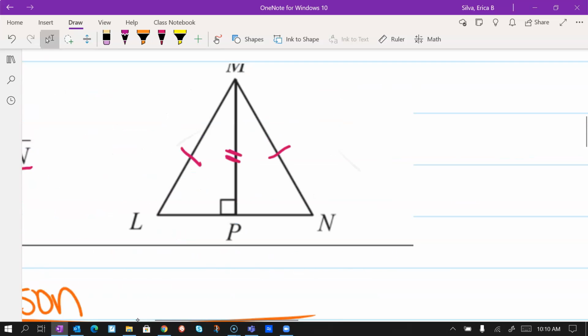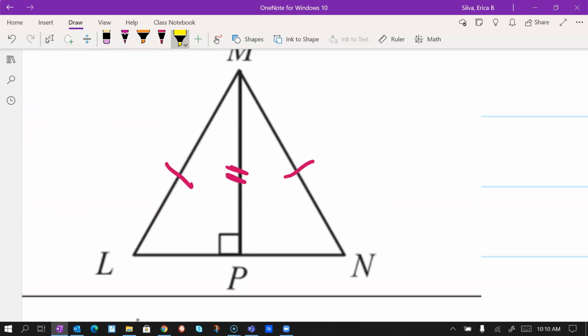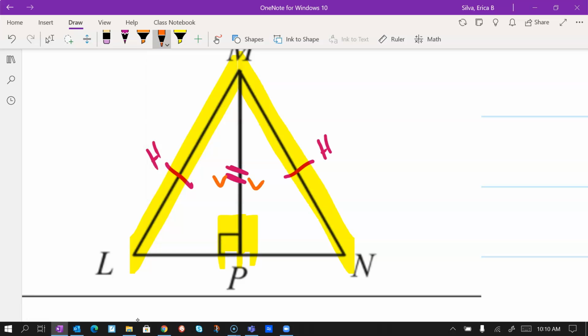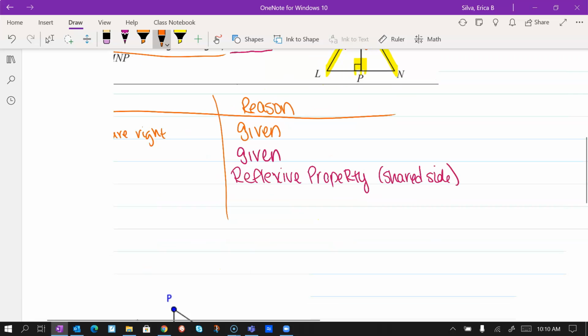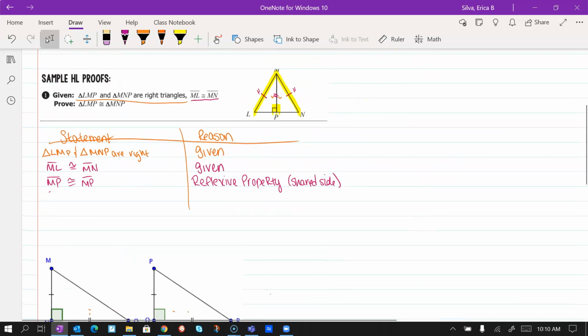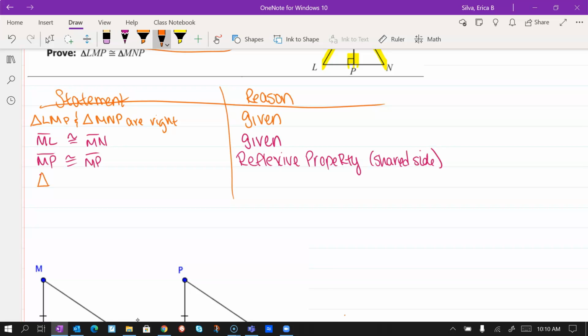All right, so if we look at our triangle, we have a right triangle. So we want to check for hypotenuse leg. The hypotenuse is congruent to this hypotenuse. And then we have this leg congruent to this leg. So these two are congruent using the hypotenuse leg postulate. So now we can say triangle LMP is congruent to triangle MNP. And we know that because of our HL postulate. Any questions so far?